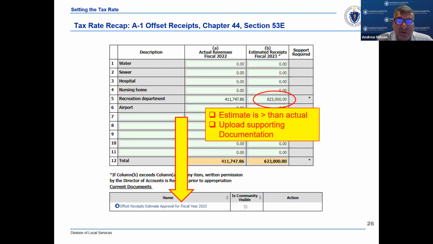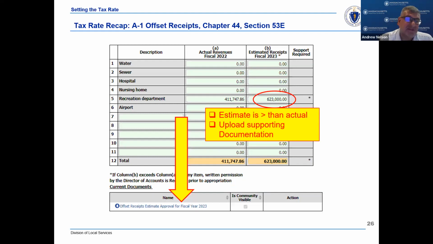One of the major things you have to know here is if your estimated receipts, which is column B, exceed column A, then you have to get approval from the director of accounts. So you have to upload some documentation here explaining why it's going to exceed and why you expect this number to be realistic. And there's an enter button on your screen. You hit that. This is done prior to submitting your recap.